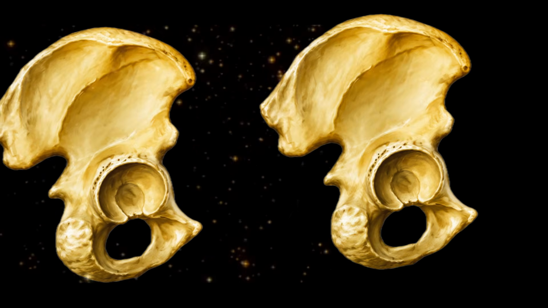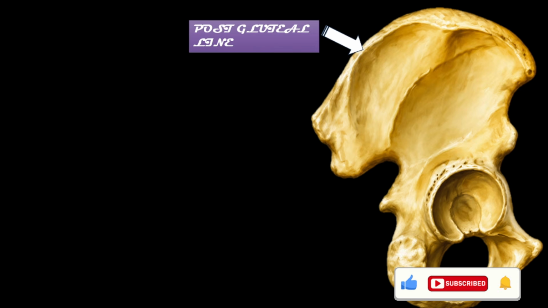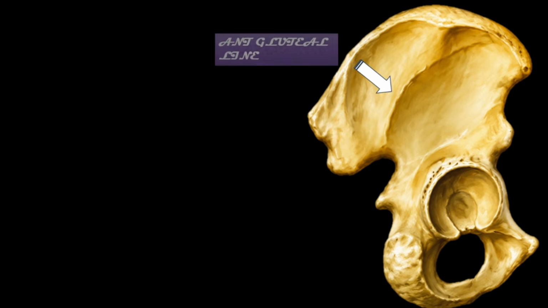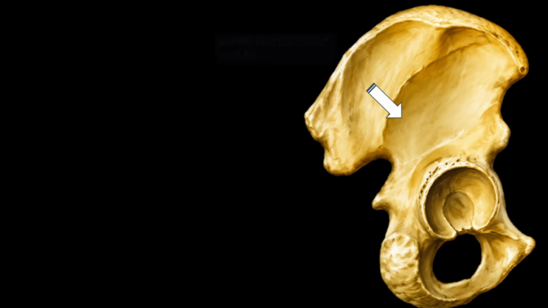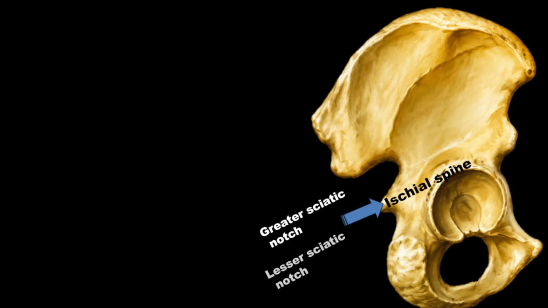Before we discuss the gluteal muscles, let us do a quick overview of the hip bone. This is the right hip bone. On the outer surface of the ilium lie 3 prominent features: the posterior gluteal line, the anterior gluteal line, and the inferior gluteal line. Take note of these features as they are important in understanding the attachments of gluteal muscles. Here lie the greater sciatic notch, the ischial spine, and the lesser sciatic notch. Here lies the ischial tuberosity, which is a very important prominence which we sit on.